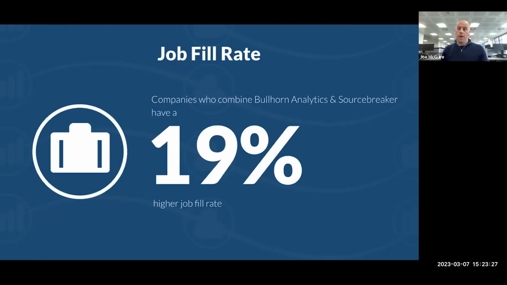As we flip over more to the BD side now as well, as we mentioned, we're sort of past the peak of the economic situation right now, but there's still a lot of jobs available. As that does decline, or if it declines going forward, it's even more important to focus on the job fill rate and how to improve that. And companies that combine Bullhorn Analytics and SourceBreaker have a 19% higher job fill rate. Now, this is because consultants are submitting more candidates to jobs faster and often in higher volumes.